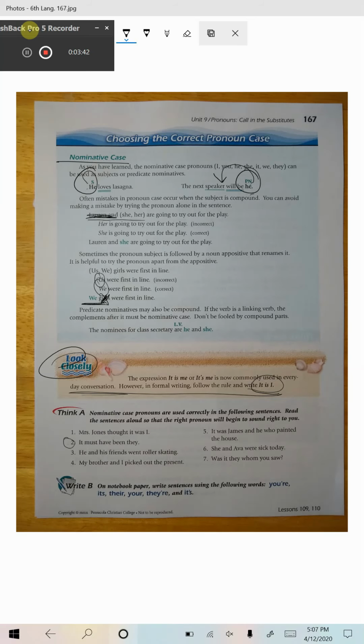He and his friends went roller skating. My brother and I picked out the present. It was James and he who painted the house. Right, so often you're going to want to say him. Get rid of "it was James and." Would you say he painted the house or him painted the house? At that point you can see it's he. She and Ava were sick today. Was it they whom you saw? All right. I'm going to let you skip this part and let's go to the next page.